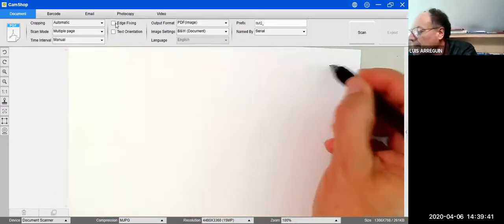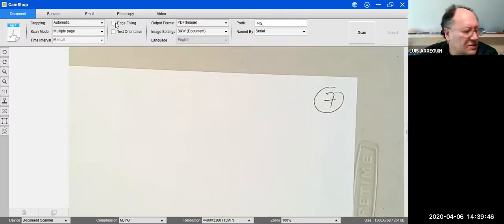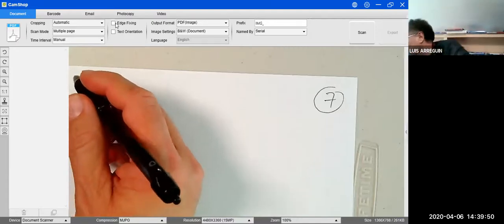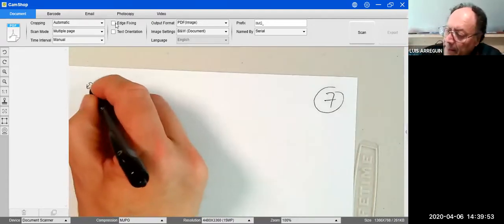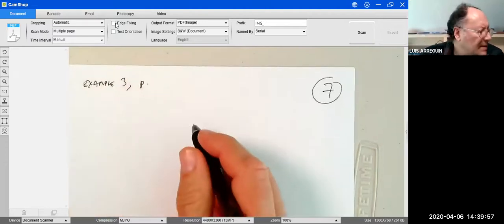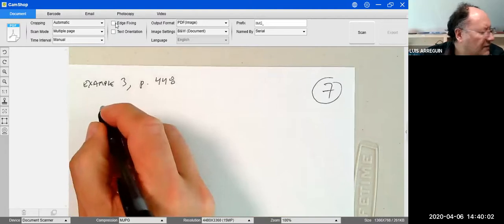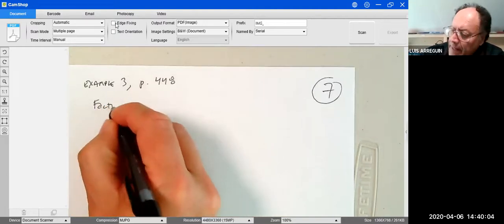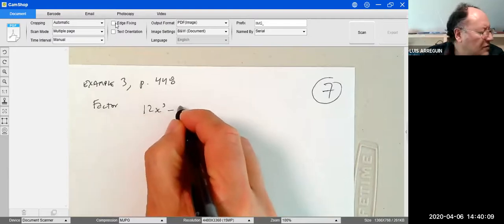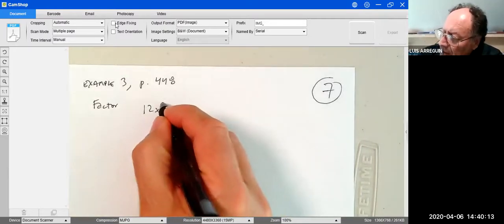Okay, so what is the next example? Example 3 on page 448. So we're going to factor 12x cubed minus 3x. So this is x cubed and 3x.